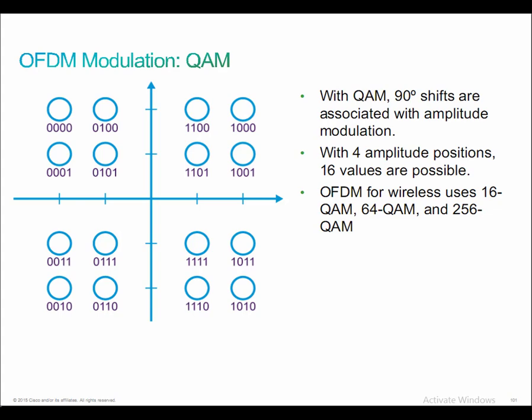To increase the speed even more, OFDM can use a 64 state QAM. Behavior is pretty much the same. The only difference is that there are 64 possibilities, 64 symbols, and 6 bits are coded in each symbol. 2 to the power of 6 is 64. So 64 QAM allows 1 megabit per second per carrier, which then gives us a speed of 48 megabits per second.